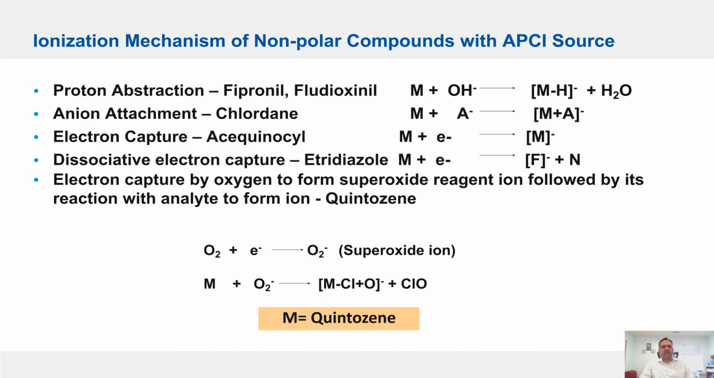Among these different molecules, the ionization mechanism of quintozene is the most interesting and unique. In this case, we believe that oxygen gas captures the electron formed in a corona discharge region of APCI ion source to form superoxide reagent ion. This superoxide reagent ion reacts further with quintozene molecule to form an ion by loss of a chlorine and addition of oxygen atom. In the literature, sometimes this mechanism is also termed as dissociative electron capture with substitution.